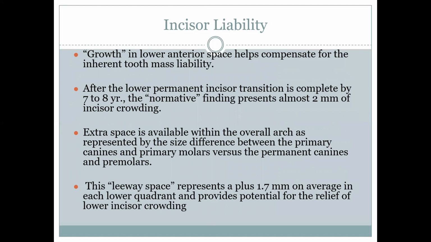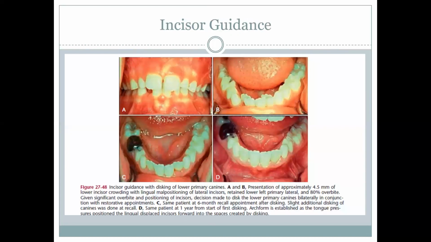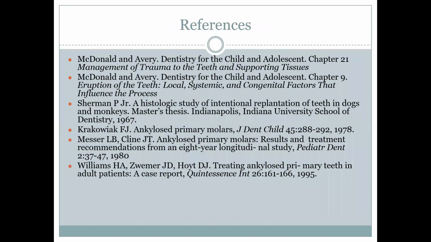And again, the growth in the lower anterior space helps to compensate for the inherent tooth mass liability. The leeway space is very helpful. You can gain 1.7 millimeters on average in the lower arch. And here you can see that the incisor guidance has lost space. And with good orthodontic treatment and early intervention, you can alleviate the lower crowding from the incisors.